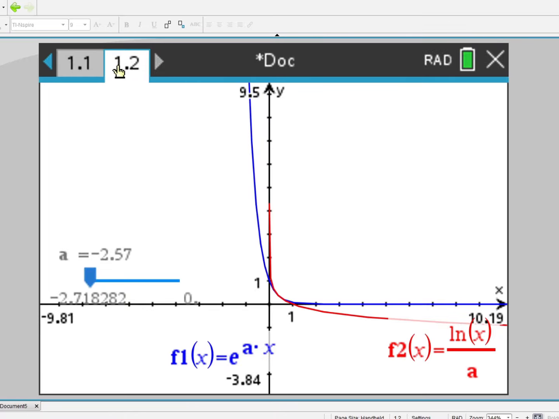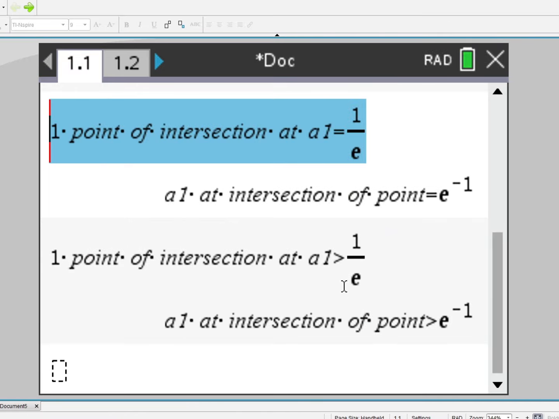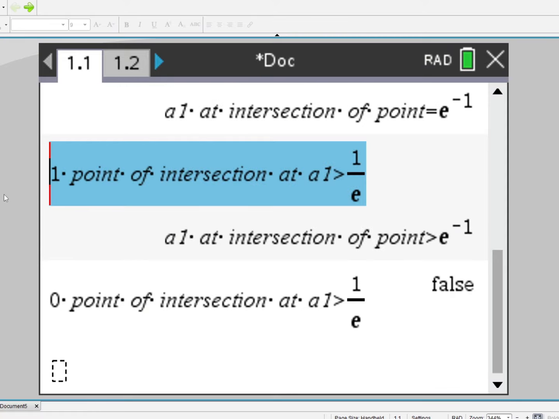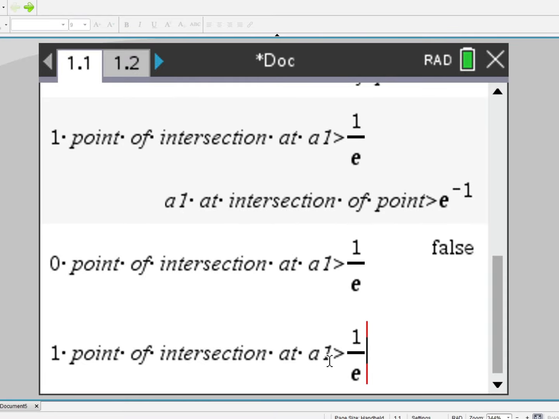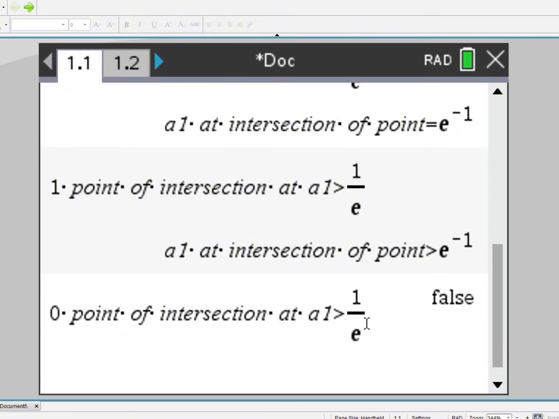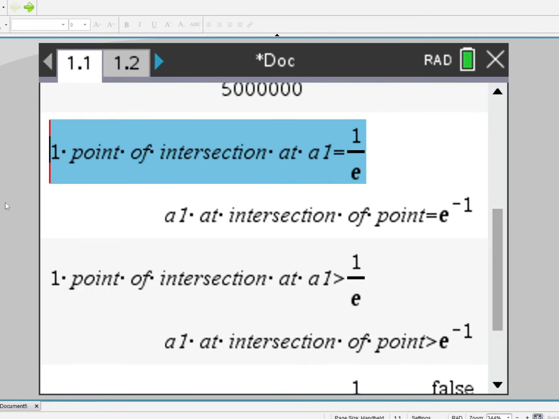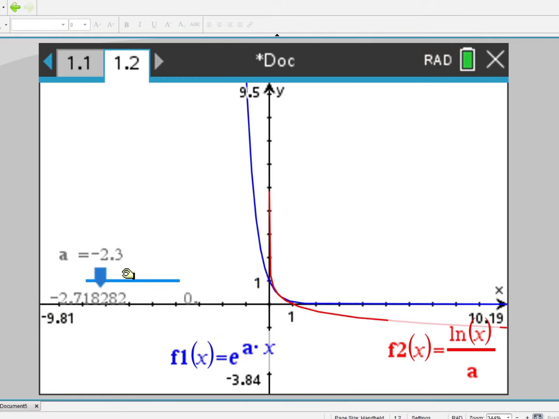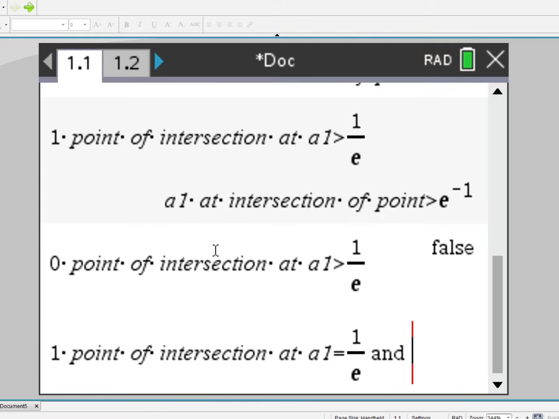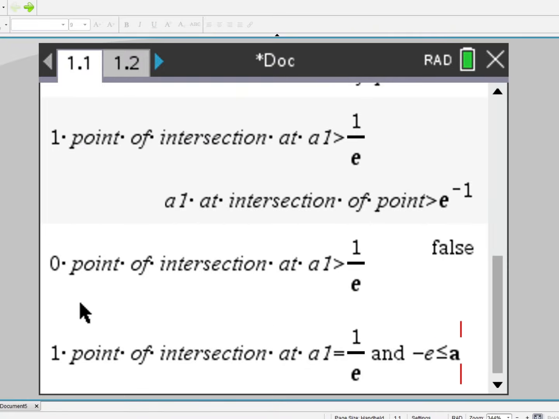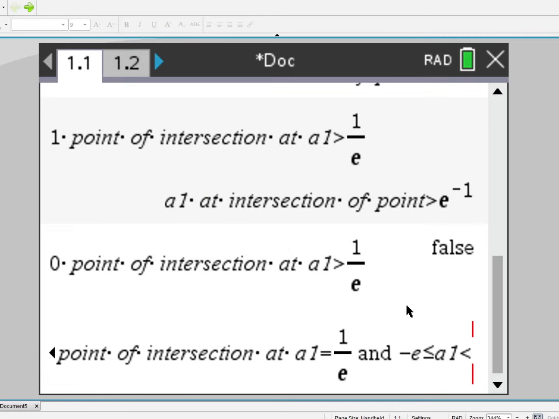So let's write that down. You know how we said 1 point of intersection? This one here, this is 0, by the way. So 0 points of intersection is that. This is 1 point of intersection. We said it was equal, and also we're saying now, it's between -e, less or equal, because it can be equal, to A, so A1 I'm going to call it, less than 0, not equal to 0. So these values also give us that.